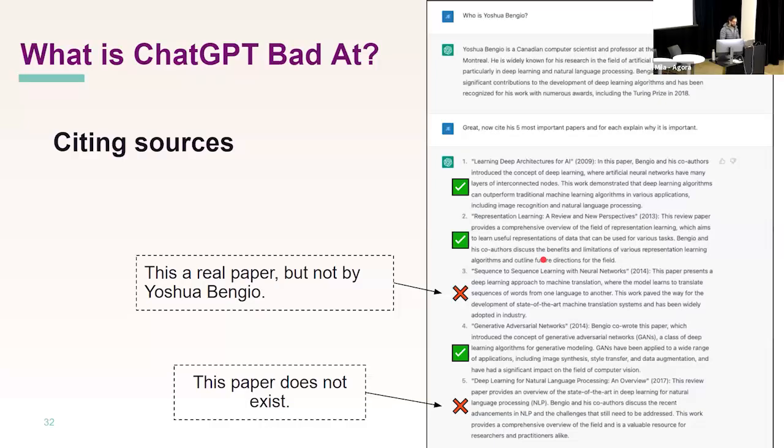The second most important paper it lists is Representation Learning: A Review and New Perspectives. Again, a real paper by Professor Bengio, and the date was also correct. Still not sure that I would have cited this as one of his most important papers, but nonetheless, credit where credit is due, a good source.